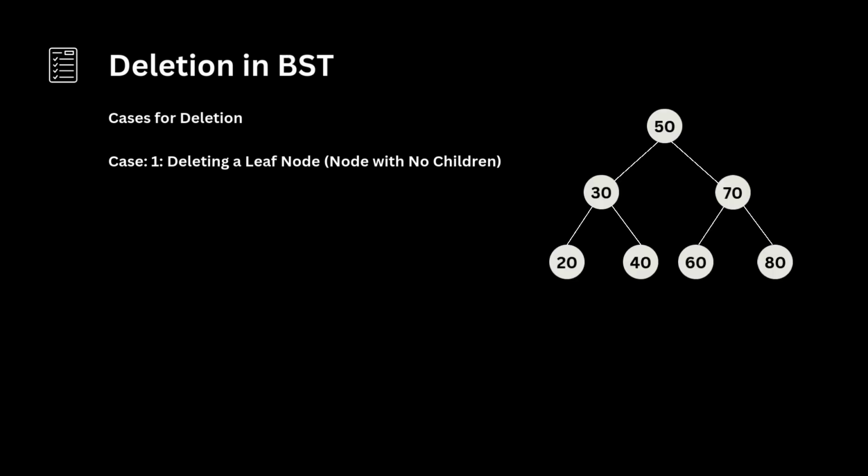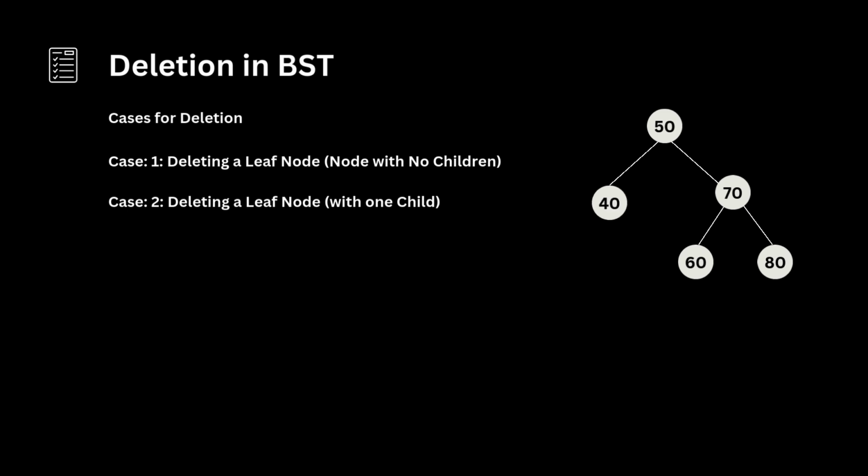Case 1. Deleting a leaf node, that is a node with no children. Here you can just simply remove the node. For example, we remove the 20 from this tree. The tree becomes like this. Case 2. Deleting a node with one child. Here we replace the node with its child, either left or right. Say for example, if we delete 30, it has one right child, that is 40. So the tree becomes like this.